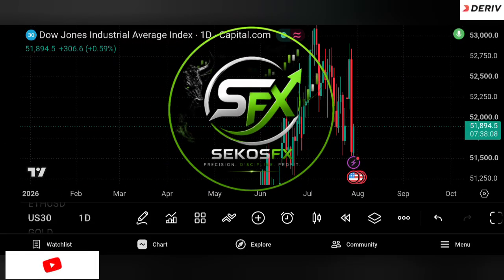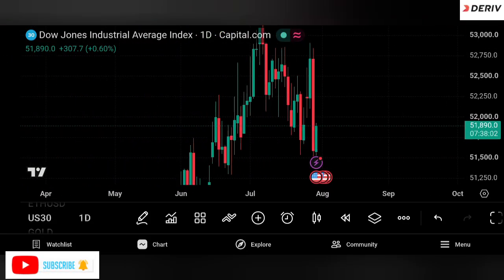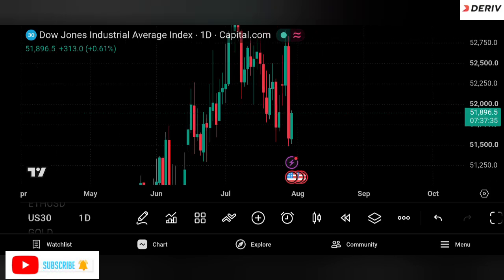Let's quickly look at US30 Dow Jones. Let's check if we can see a setup for today. It is the 30th of July 2026. So if you are watching, just know that this is an analysis, a setup for the date that I've just given, 30 July 2026. And I hope you learn one or two things from this analysis.